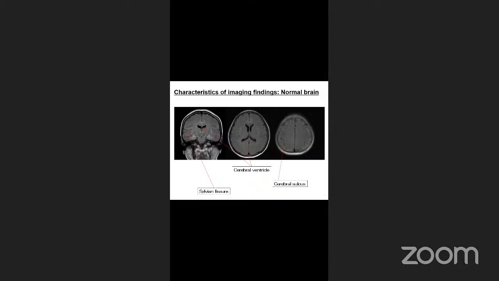This is an MR image of the normal brain. The black space in the middle is the ventricle, where CSF accumulates. The black stripes on the surface of the brain are the cerebral sulci. The largest temporal sulcus is called the Sylvian fissure.